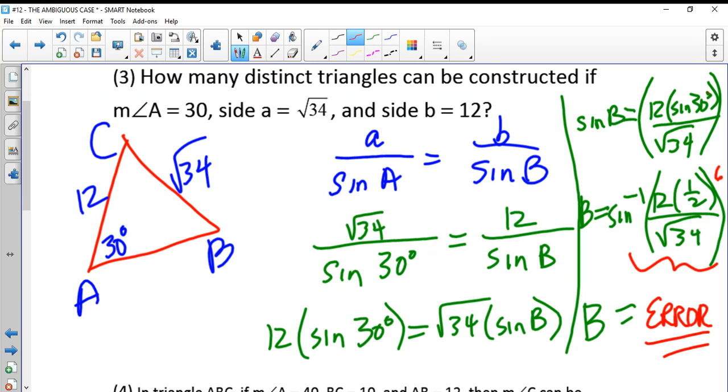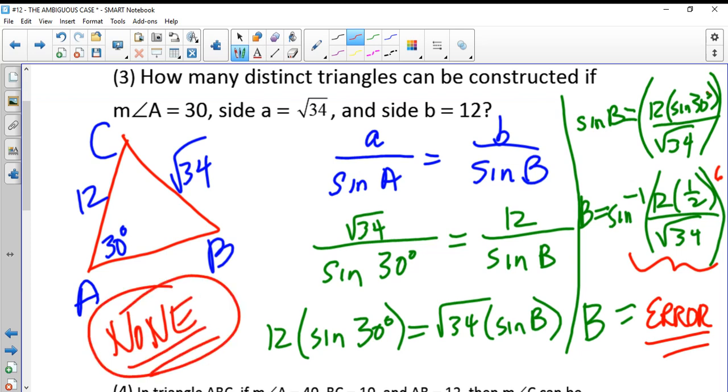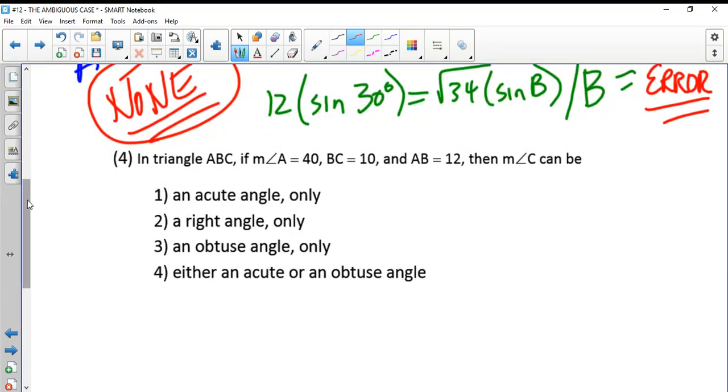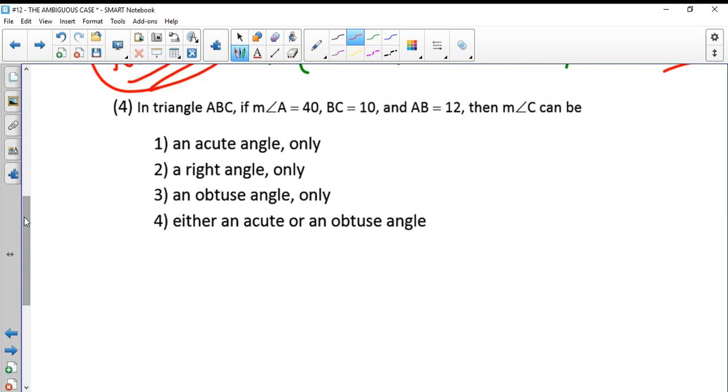And so I get an error message, which actually means in this case, how many triangles can we make? None. Right? There are no possible triangles for this example. Zippo. None at all. So in the first example, we had one possible triangle. In the second one, we had two. This one, there's actually none that can be made. Again, I'm hoping you're thinking along the way of how many possible triangles can be made given any information.